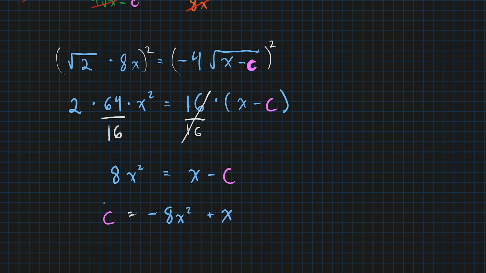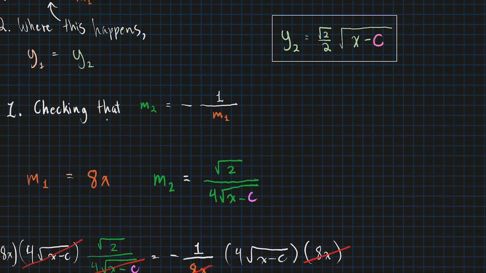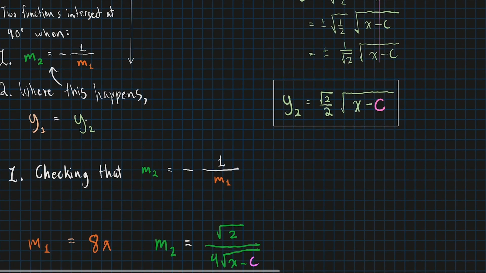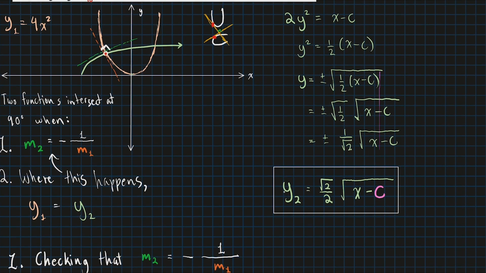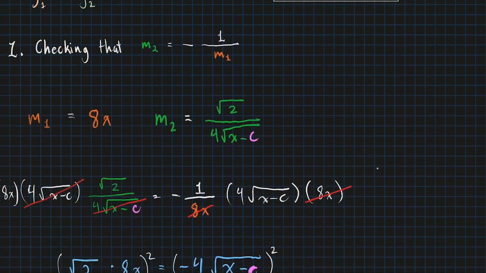Now, we do have only one equation and 2 unknowns. That is a bit of an issue, but remember, we have our second criterion. And it says that y1 must be equal to y2 where the two functions intersect at 90 degrees. So let's make this equation. We have an equation for y1 and we have y2. So let's set them equal to each other. And you might notice we'll get another equation, sorry, with x in it and c in it.